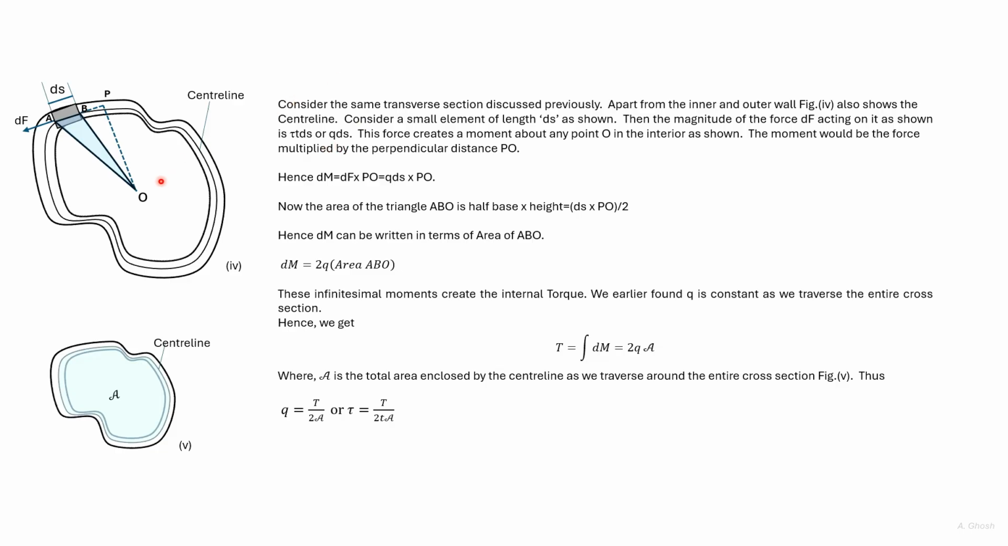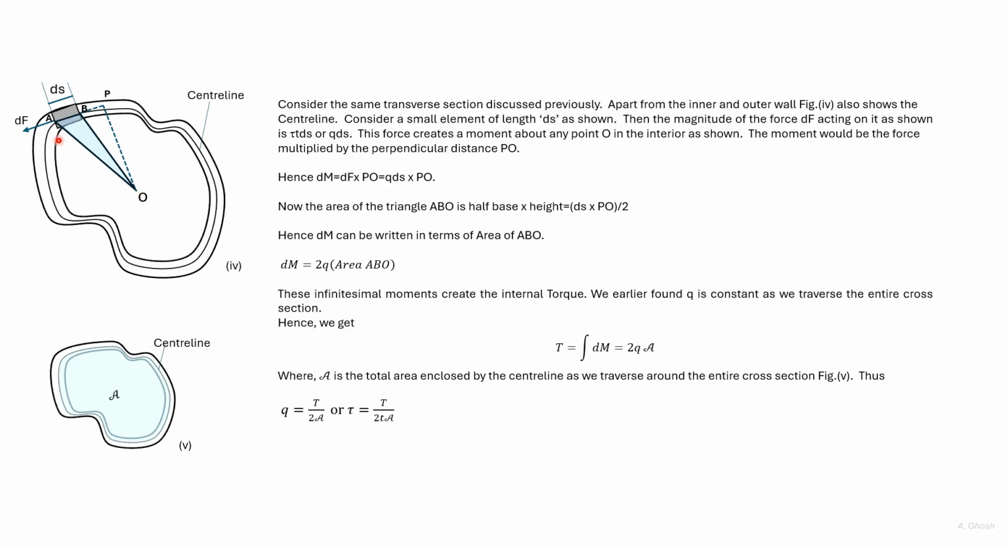Let us consider a point O somewhere in the cross section. Then the force dF will create a moment about the point O, and the moment will be given as dF into PO, where PO is the perpendicular distance. So if we refer to that moment as dM, then dM is equal to dF into PO, but dF has earlier been given as q ds. So dM is equal to q ds into PO.